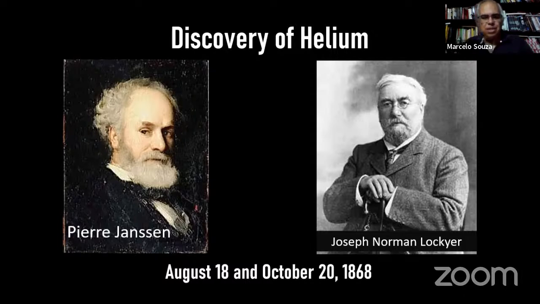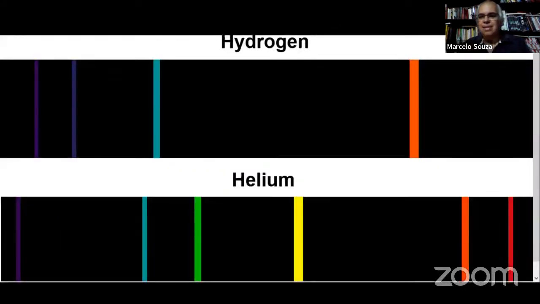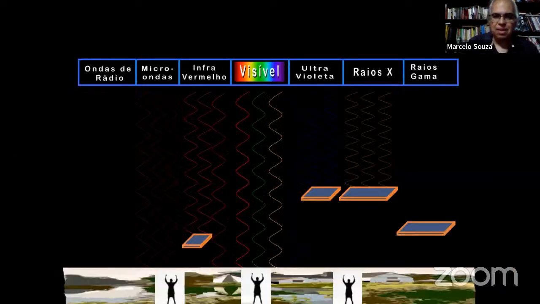Pierre Janssen made the first measurement, in August 1868. And then you have another analysis of the spectrum made by Joseph Norman Lockyer, in October 20. Then after this, they discovered a new element, helium, which received this name because of the sun.